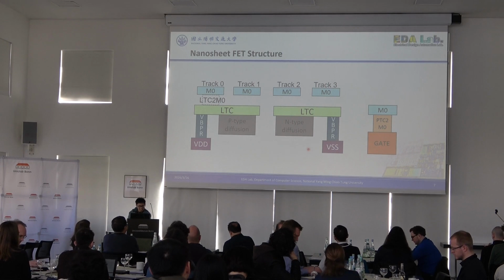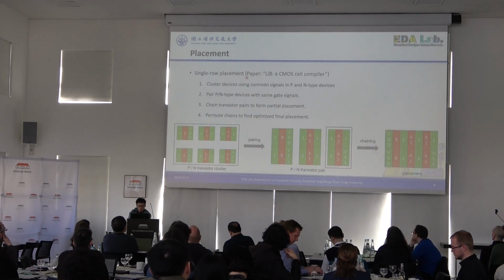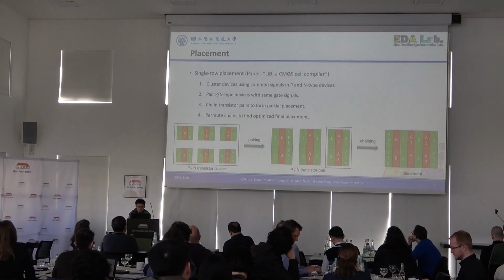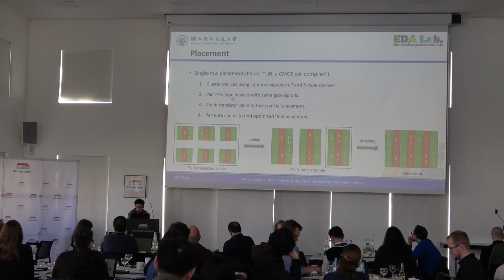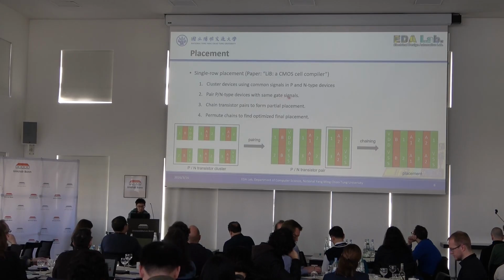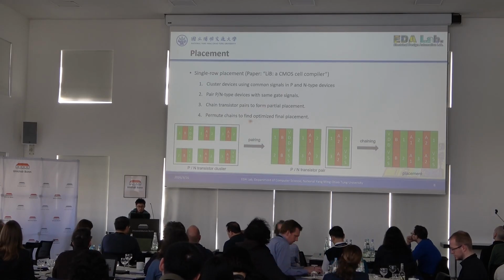And in this work, we perform transistor placement following 4 steps. The algorithm is from this paper. First, we cluster devices using common signals in P and N-type devices. And then we pair P and N-type devices with same gate signal. Third, we chain transistor pairs to form partial placement. And finally, we permute chains to find optimized final placement.